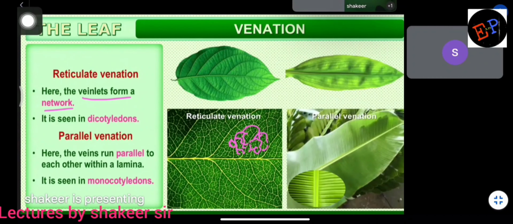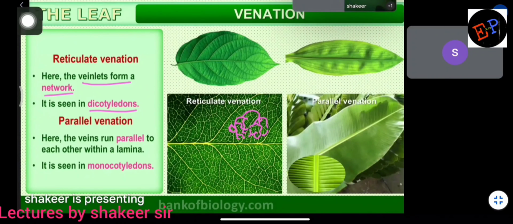So then what is meant by parallel venation? So this is very important. Reticulate venation, you can find in dicotyledonous plants or dicotyledons, just you can say. Okay. And parallel venation, what is meant by parallel venation? So you don't find any network of veinlets. Are you able to understand? Network of veinlets you don't find. What you will find here, veins run parallel to each other within a lamina. All the veins run parallel to each other in the leaf blade. Okay, so they may be running perpendicular to the midrib, they may be running parallel to the midrib, whatever it may be. So here the network of veinlets is not present.